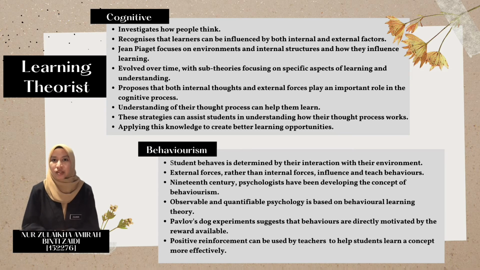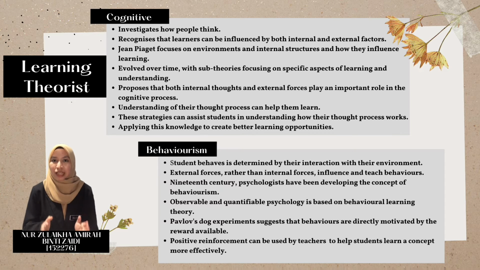There were 3 learning theories that we got from this interactivity game, which are cognitive, behaviorism, and social learning. Cognitive learning theory investigates how people think, which is understanding how we learn requires an understanding of mental process. Cognitive theory recognizes that learners can be influenced by both internal and external factors.